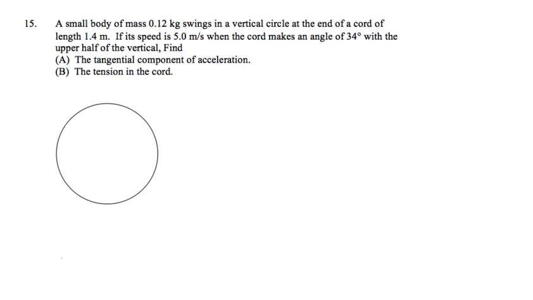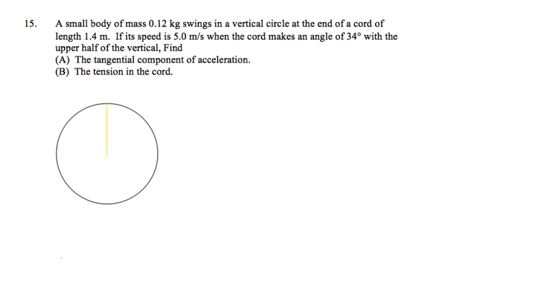So it says that a small body of mass 0.12 kilograms swings in a vertical circle, so you make it look like a circle, at the end of a cord of length 1.4 meters. If its speed is 5 meters per second when the cord makes an angle of 34 degrees with, now this is what's important, with the upper half of the vertical. So that's going to determine what the picture is going to look like. The upper half of the vertical is going to be from 12 o'clock to the center of the circle. That's the upper half of the vertical. The lower half of the vertical would be from the center of the circle to 6 o'clock.